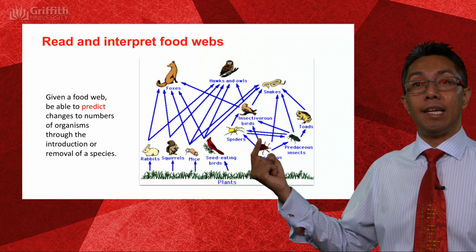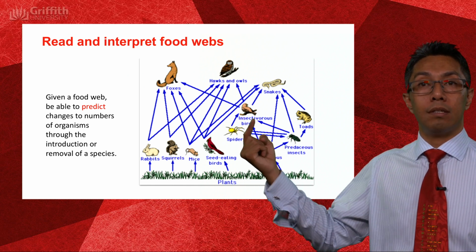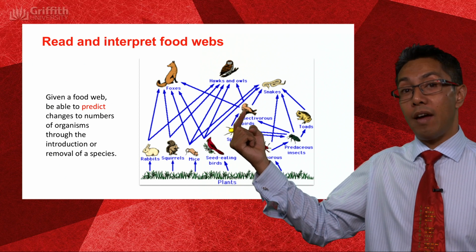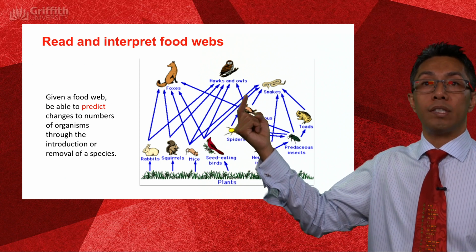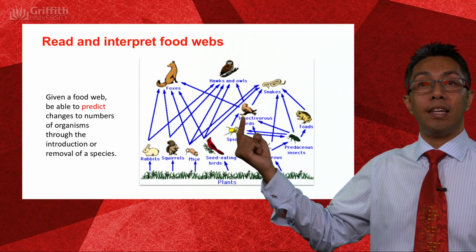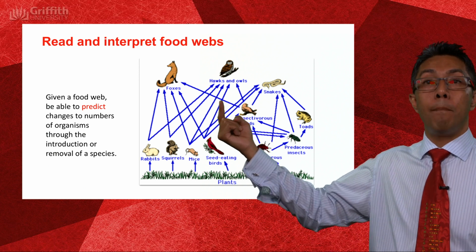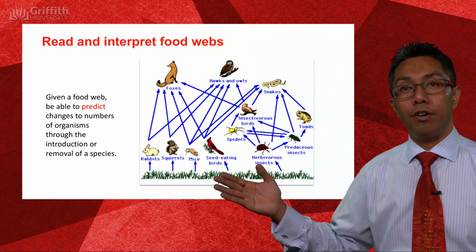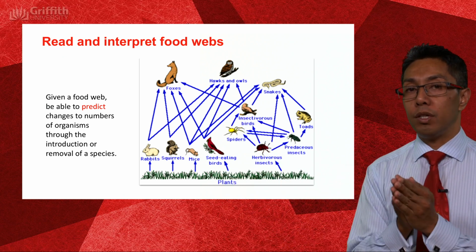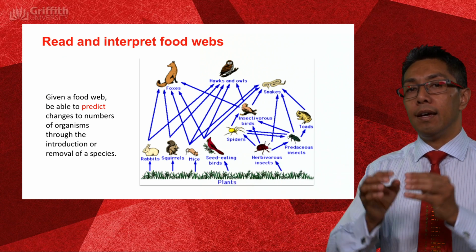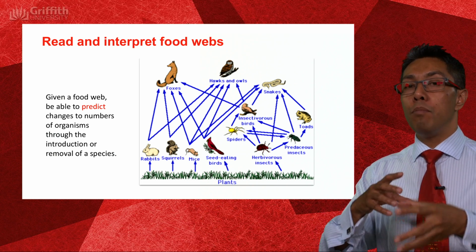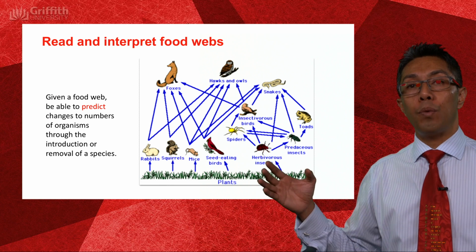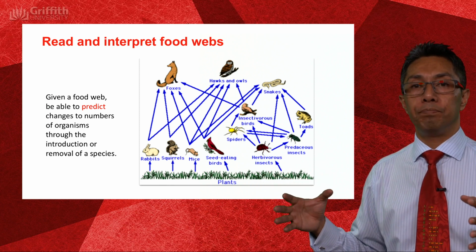So if they are eating more of these, then more than likely they will have impacts upon foxes, hawks and owls, because insectivorous birds are eaten by that quaternary level. So hopefully what you can see is how the impact of removing or introducing an organism ripples all the way throughout the ecosystem.